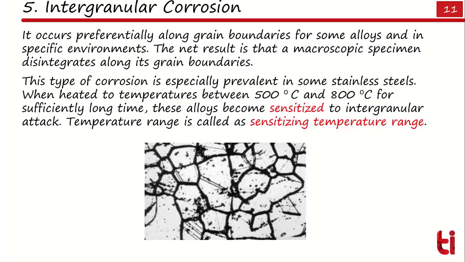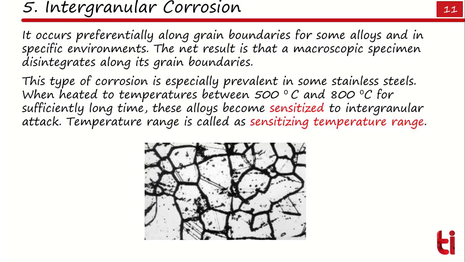The fifth category of corrosion type is called intragranular corrosion. As the name suggests, this kind of corrosion takes place between the grains at the grain boundaries. It occurs preferentially along the grain boundaries for some alloys under specific environment. The overall result of intragranular corrosion is at macroscopic scale, the specimen disintegrates from the grain boundary region.